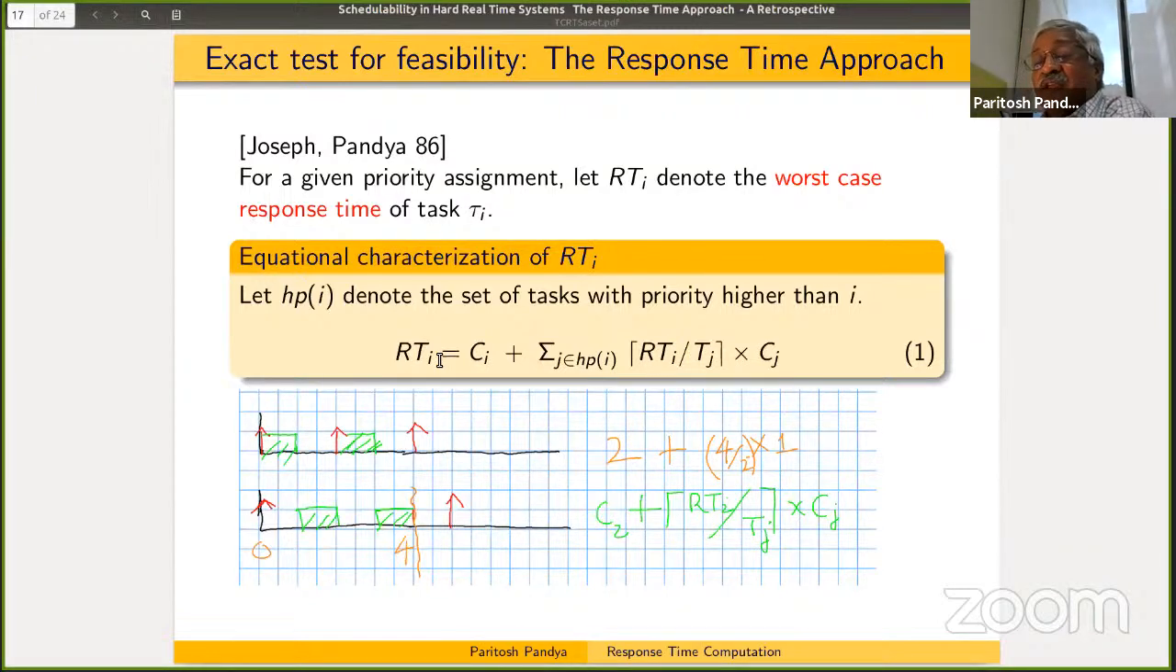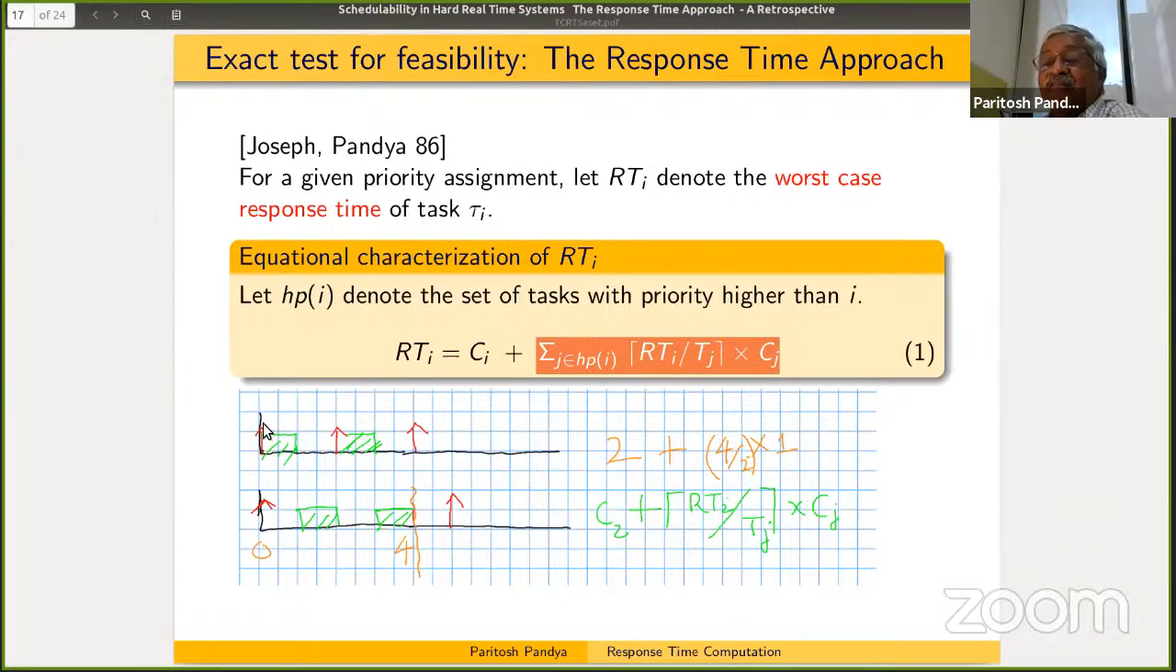And it's not very difficult to see. Let me explain this a little bit, because this is the key equation and the key contribution to the field from our side, and it continues to be used, in some form with some enhancements, even today. So consider task one, which is the highest priority task. The set of tasks of priority higher than it is empty, and this summation is zero because there are no further higher priority tasks. So this entity is zero, and the worst case response time of the highest priority task is the same as its computational load. And that's clear.